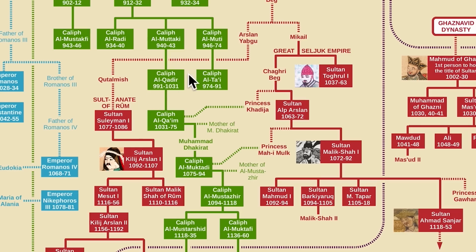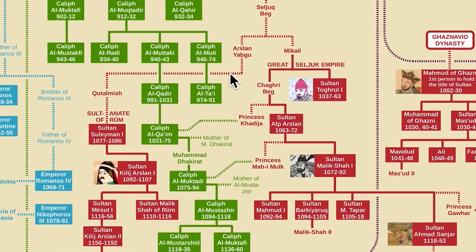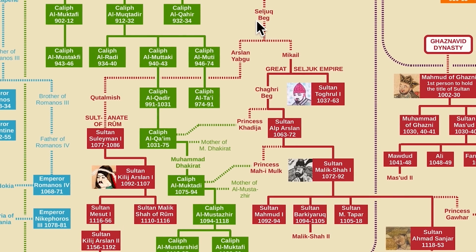You can see here that both branches of the dynasty trace their origins back to the same ancestor. Suleiman's father, Kutalmish, was first cousin to Tughril, and in fact had fought against Alp Arslan for the title of Sultan. He was never successful though, but his son was. But instead of becoming Sultan of the entire Seljuk Empire, the empire was basically divided in two.